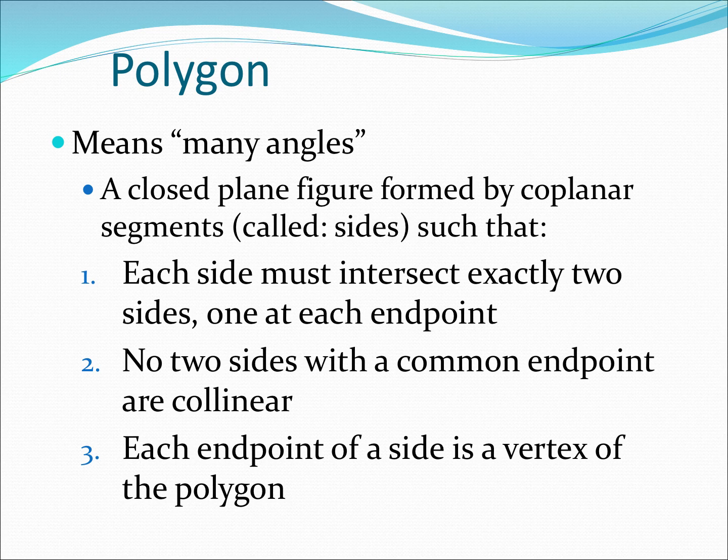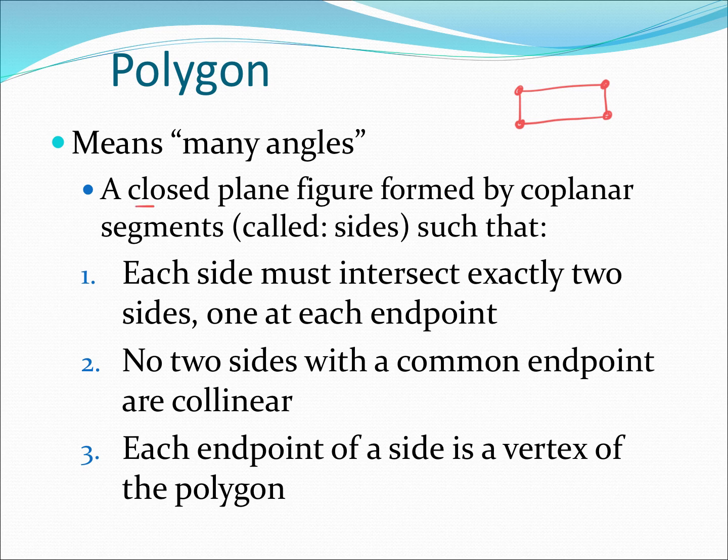So there are three things that have to happen here. Number one, each side must intersect exactly two sides, one at each endpoint. No two sides with a common endpoint are collinear, and each endpoint of a side is a vertex of the polygon. Let me just draw one and go through these explanations. Let's just draw a rectangle. A rectangle is drawn here using four line segments.